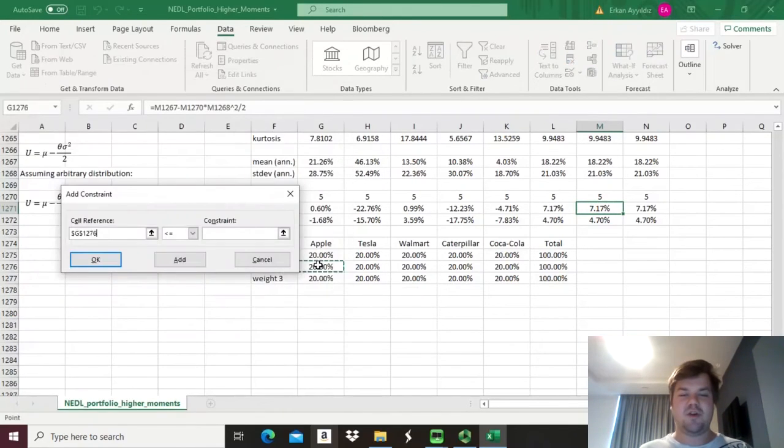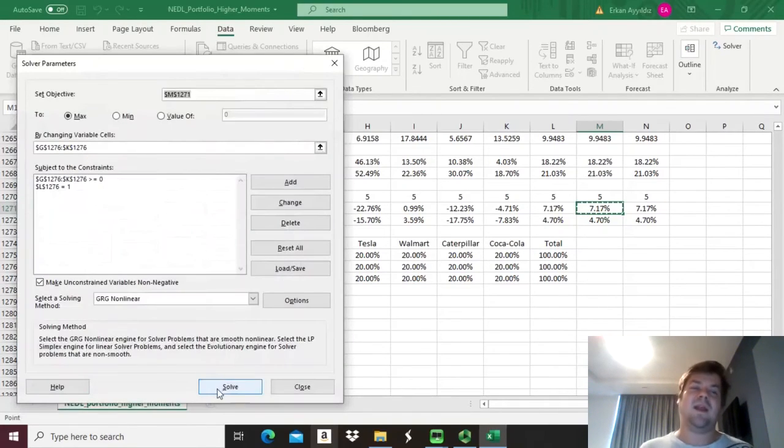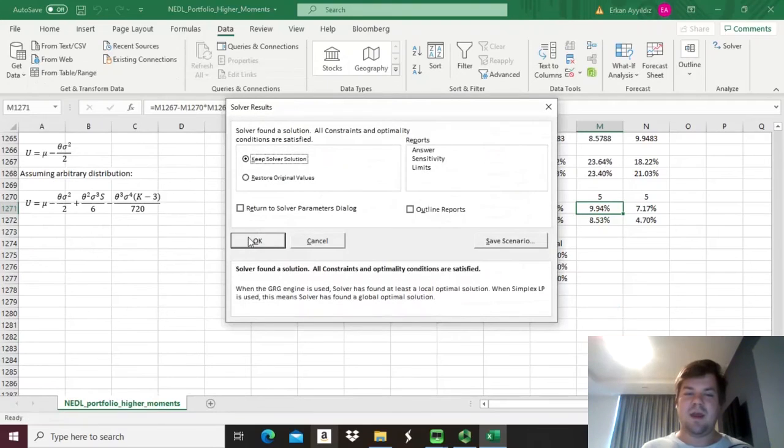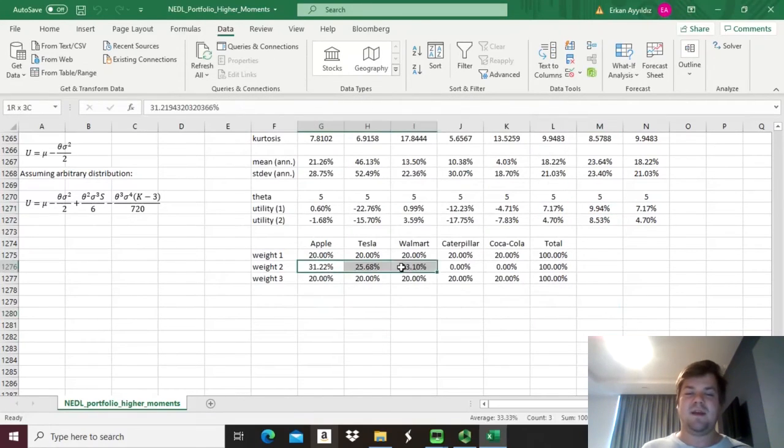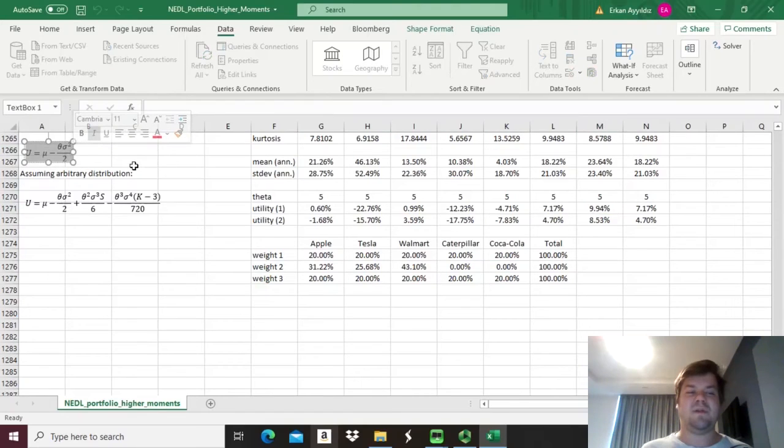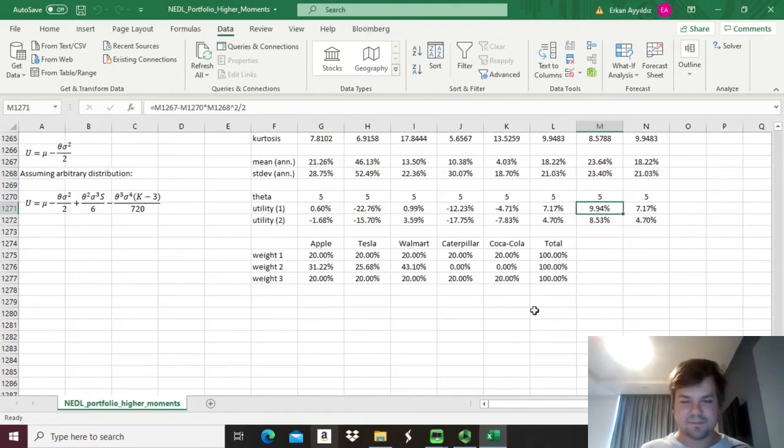And also we need to ensure that all of the weights are non-negative, because we're not allowed to short sell in that particular case. The addition of short selling to the mix is something I can talk about in later videos. For now, we'll just assume that we don't want to short sell any of the stocks. And now we can just click solve, and the solver function will assign the weights to those 5 stocks so that this utility, which is given by the simple utility function, is maximal.